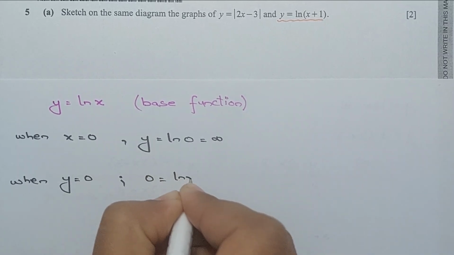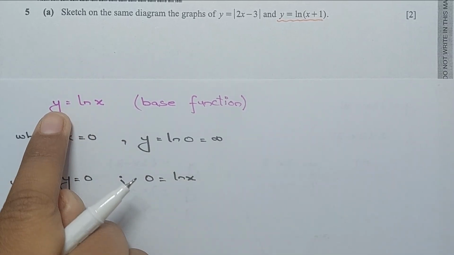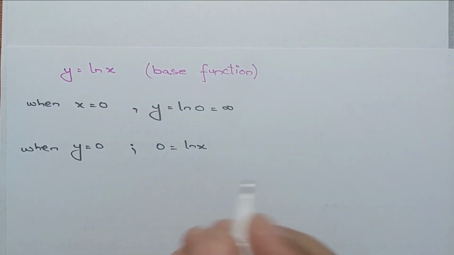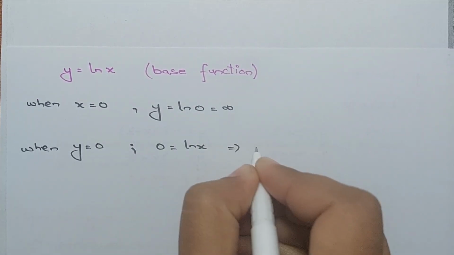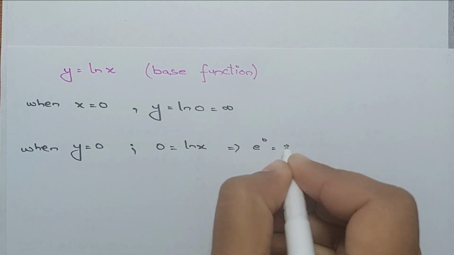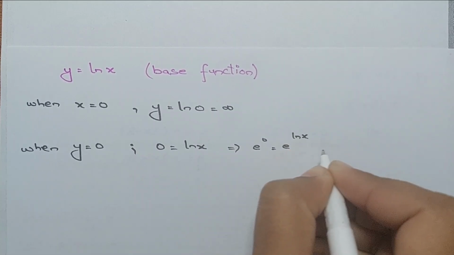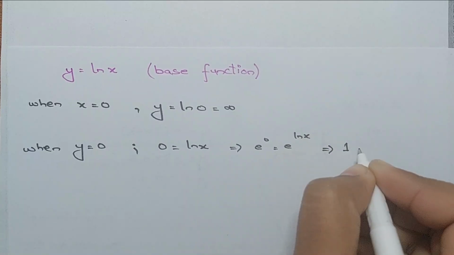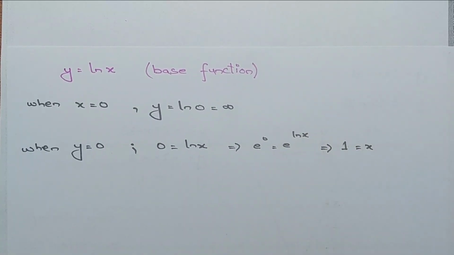y is 0, and we have ln of x. Here we can take the exponential on both sides, right? e to the power 0 equals e to the power ln x. Here e to the power 0 is 1, and e and ln cancel, so we have x. So the x is 1.